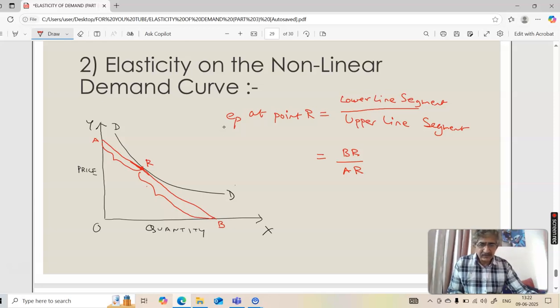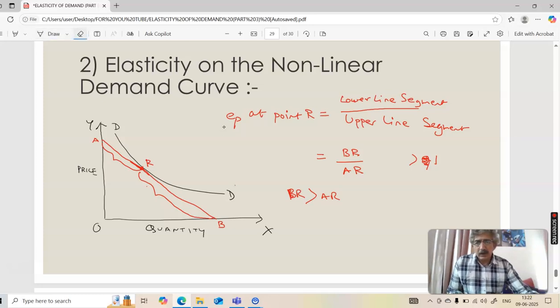So in this case, BR is greater than AR. This is BR. So when the numerator is bigger than the denominator, obviously the answer you'll get, EP, will be greater than 1. Okay. Just telling you about this case. So basically it will depend on where the point lies.